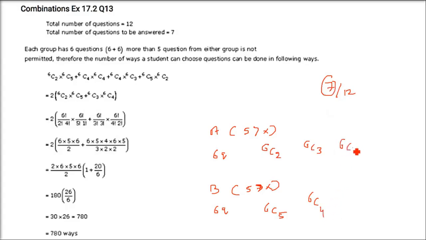Now if you select 4 questions from the first one, then 4 plus 3, 7 again. Now if you select 5 questions from A, then you have to select 2 questions from B. Now you cannot go up to 6C6. Why you cannot go up to 6C6? Because at most 5 questions you can take. So here also we have not gone up to 6C1 or 6C0, right?